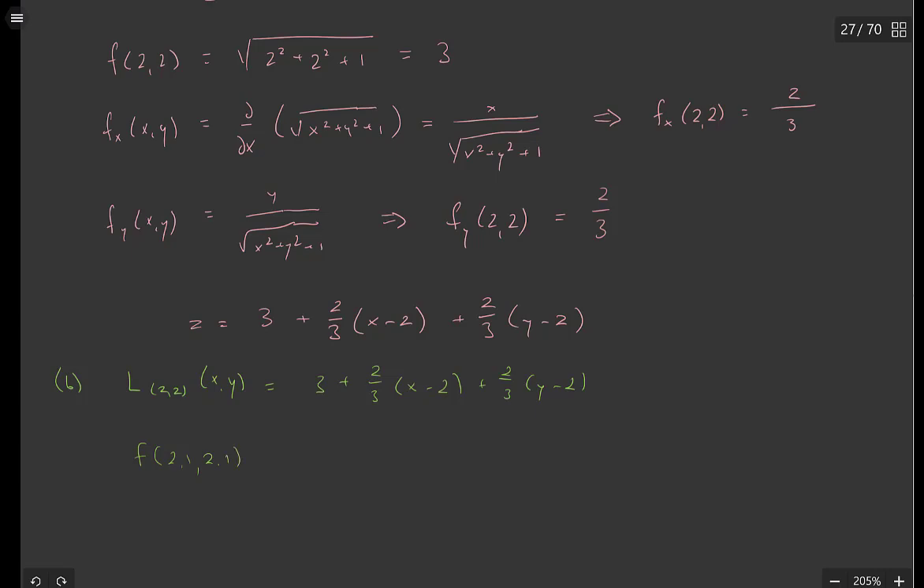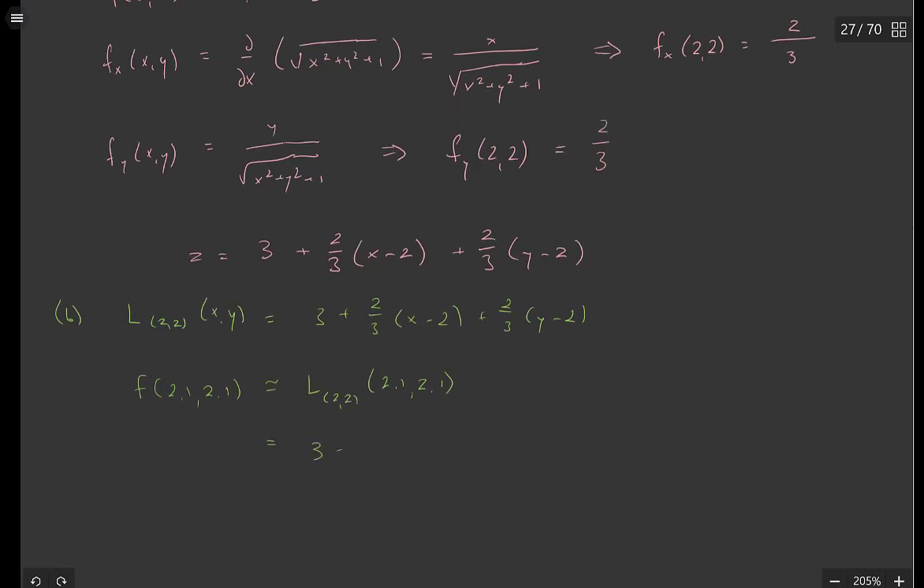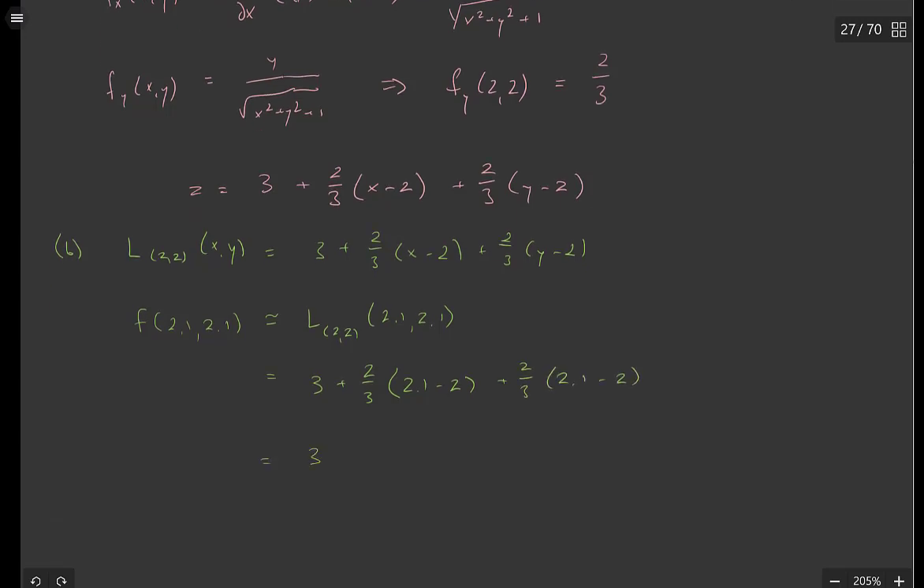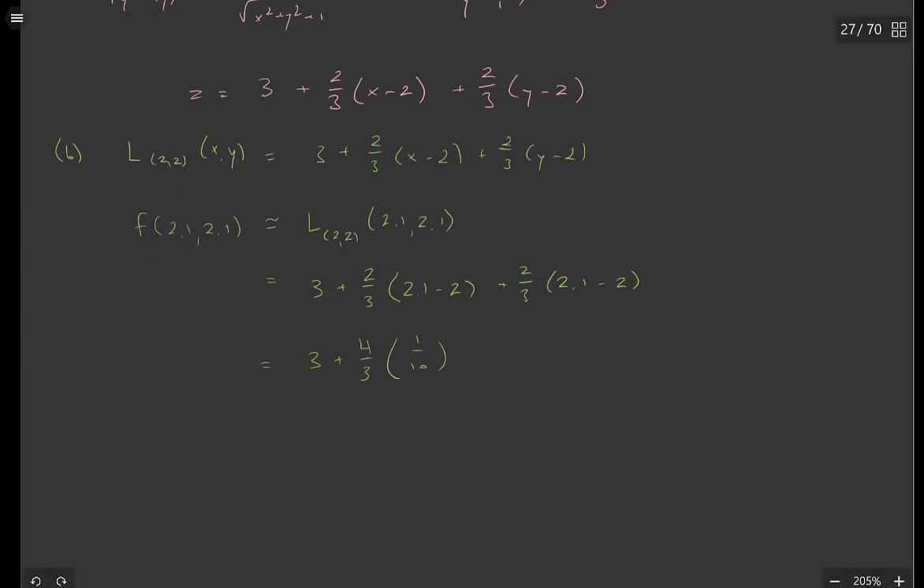Since 2.1 is close to 2 and 2, we have that our function should be roughly equal to our linearization evaluated at these points. And we can just work that out by hand. We'll get 3 plus 2/3 times 2.1 minus 2, plus 2/3 times 2.1 minus 2. That's 3 plus, I've got 2 of these terms, so I'm just going to write it as 4/3. And then I'll get 0.1, I'm going to write that as 1/10, so I don't have any decimals floating around.